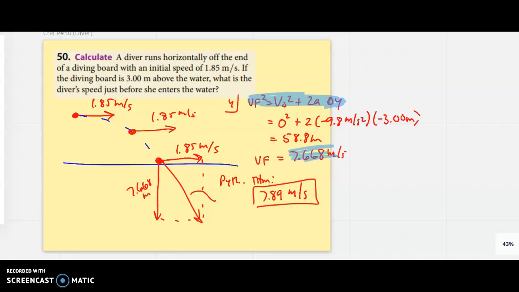So now that's not the answer. That's the y component of her velocity. So she's moving forward 1.85. She's moving down 7.668. And so I used the Pythagorean theorem to put those two together and get 7.89 meters per second for her speed. I don't need to calculate the direction. They just asked for the speed.